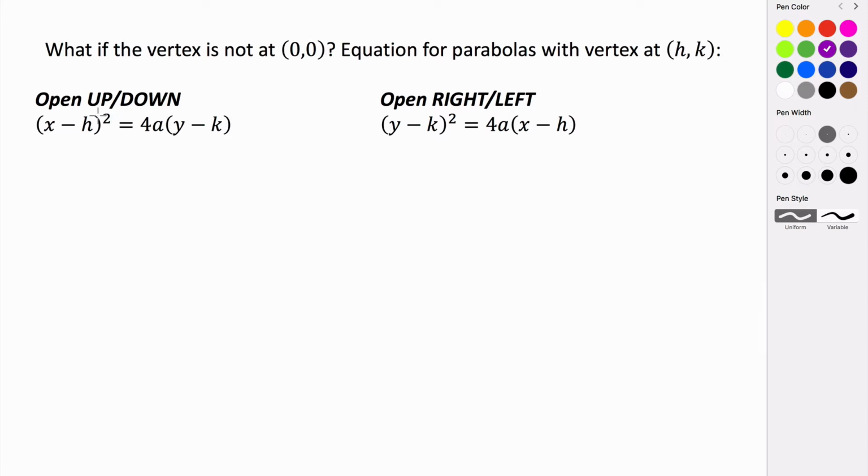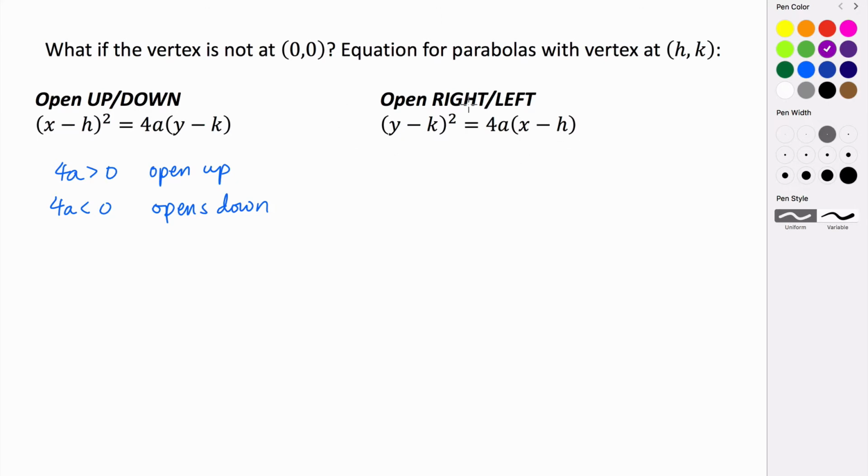So it's an x squared. You can see that the x value is being squared. So it's x minus h quantity squared equals 4a times the quantity y minus k. So for this, if 4a is positive, just like before, it's going to open up. If 4a is negative, it opens down. So that's the same as before.